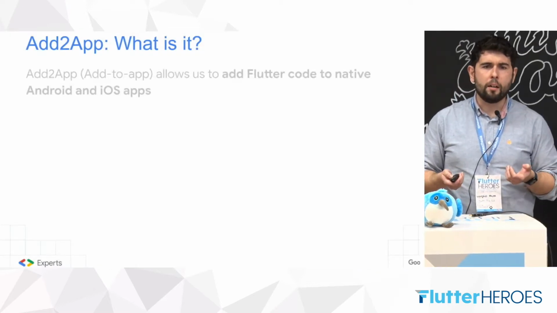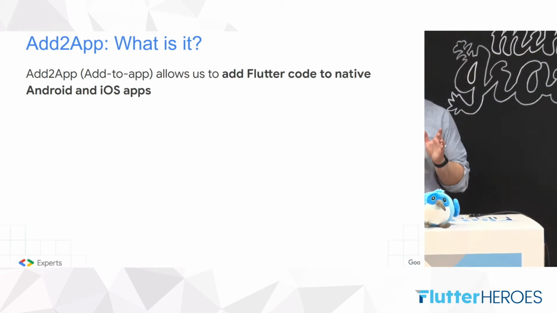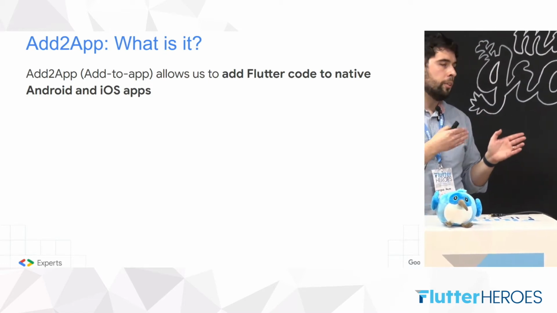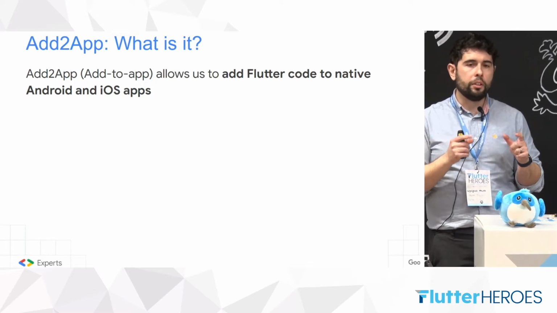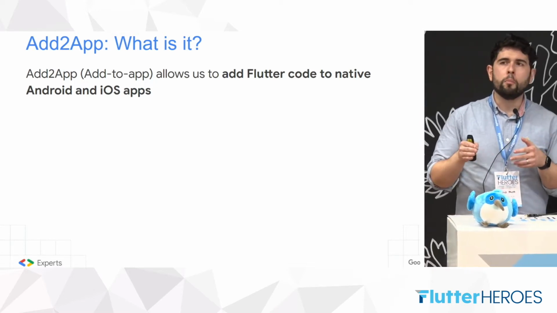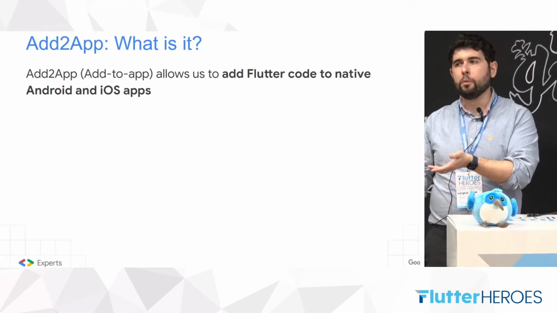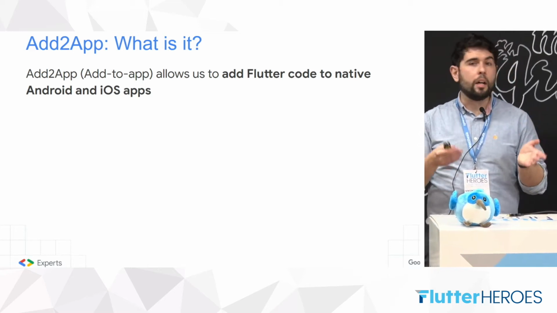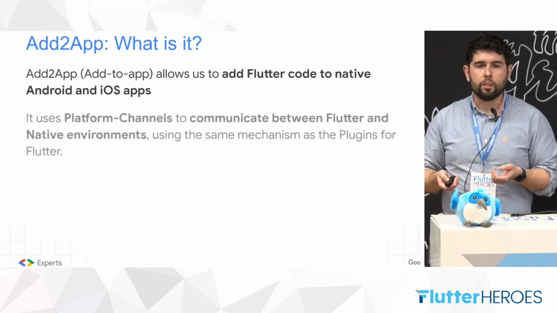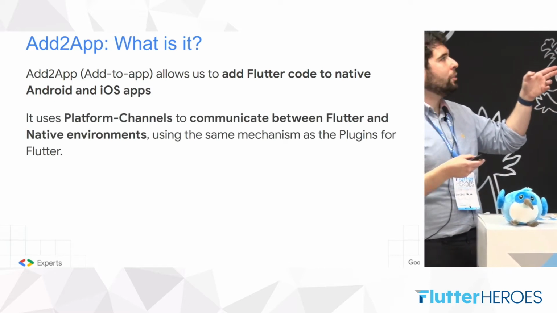Add-to-app is basically a way for us to add existing Flutter code to existing Android and iOS apps. And the special thing here is that since we are on mobile, maybe you can add it to a Cordova app, or to a React Native app, or even to a native Android or iOS application.